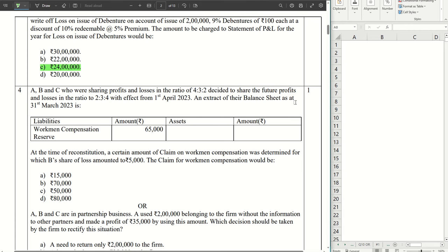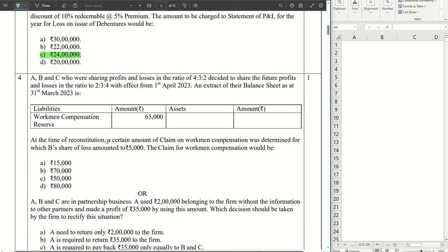An extract of their balance sheet as at 31st March 23 shows that they have a workman compensation reserve of 65,000. At the time of reconstitution, a certain amount of claim on workman compensation was determined, for which B's share of loss amounted to 5,000 rupees. The claim for workman compensation would be how much?